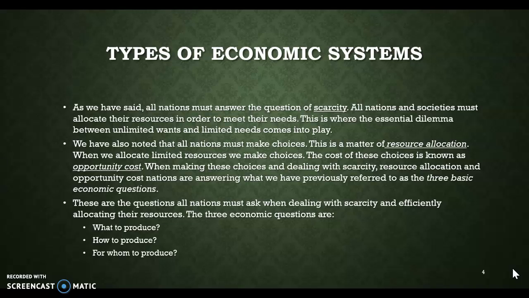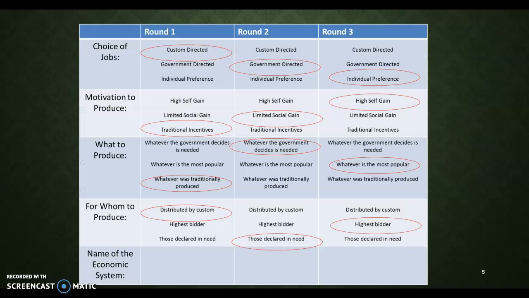All right, so the types of economic systems. So of course they have to look at how resources are allocated. They have to figure out what is going to be the opportunity cost, that we talked about in the last one, objective 501. And then we still have to answer the questions of what to produce, how to produce, and for whom to produce.